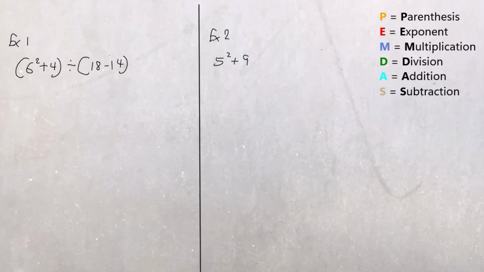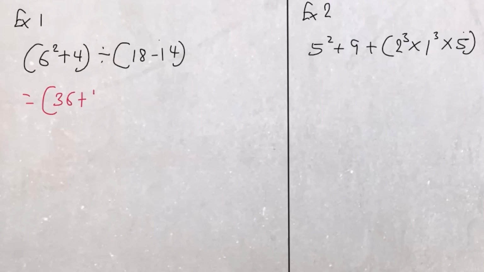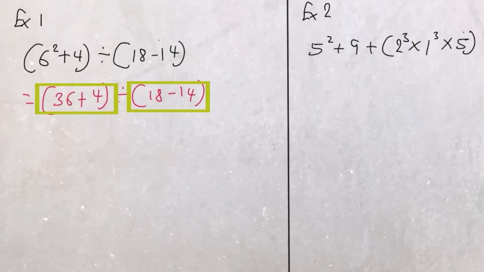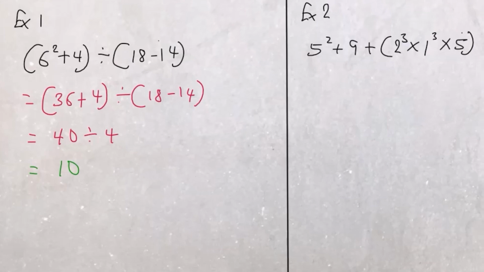In this section, we are considering all the order of operation. Let's look at two examples in this section. Looking at this, the first thing to do is to deal with the one inside the bracket. 6 squared is 36. Bring down the plus 4 and others. We still have brackets. 36 plus 4 will give us 40, divided by 18 minus 14 will give us 4. Then 40 divided by 4 will give us 10, and that's the final answer.